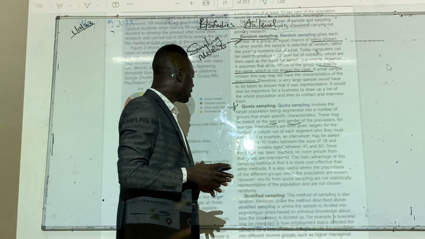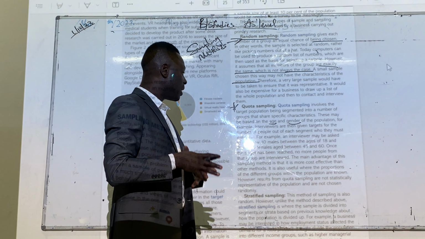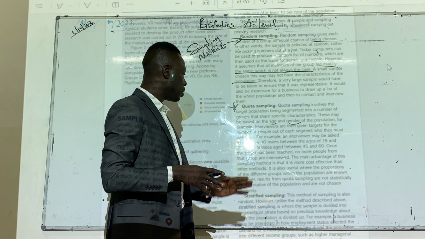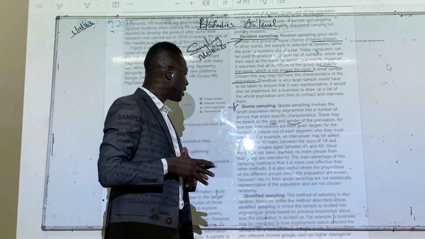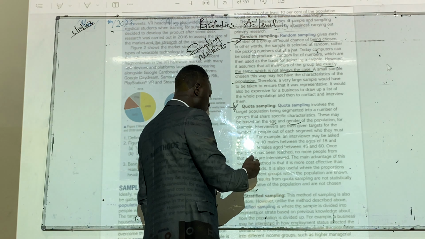The main advantage of this sampling method is that it is more cost-effective than other methods. It's also useful where the proportion of the different groups within the population are known. However, results from quota sampling are not statistically representative of the population and are not chosen randomly.